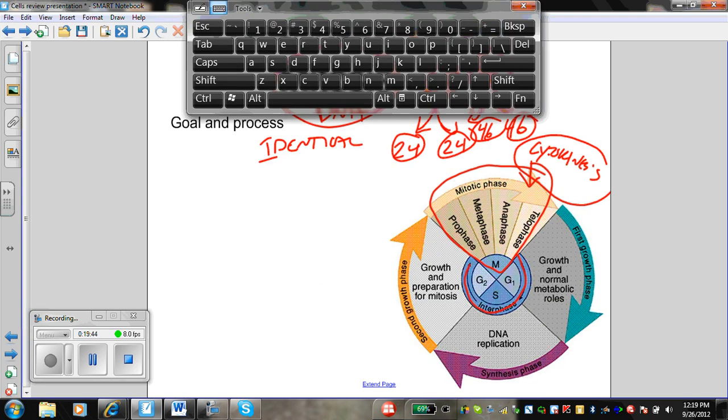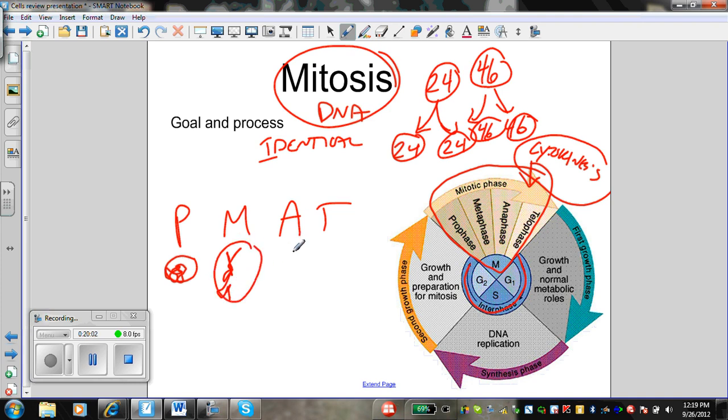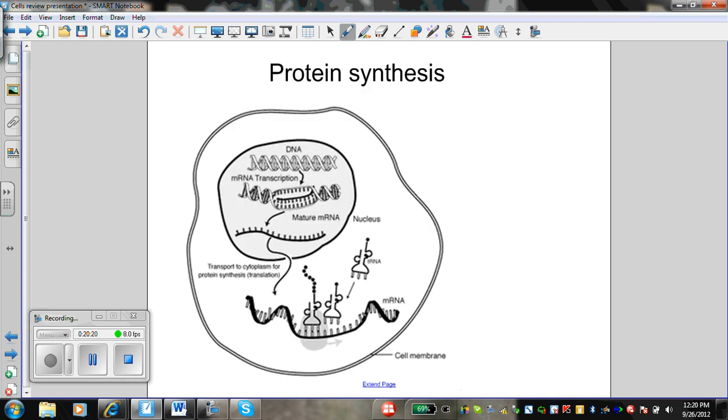So it's PMAT: prophase, metaphase, anaphase, and telophase. In prophase, you're going to start seeing chromosomes showing up in the nucleus, and the nucleus might start dissolving. In metaphase, they start lining up in the center of the cell. In anaphase, you're going to start seeing the chromatids getting pulled apart. And then in telophase, you're going to start seeing two nuclei and the chromosomes starting to unravel again. Look through those pictures that you have. I give you that worksheet that has all those pictures on it. That'll help a lot.